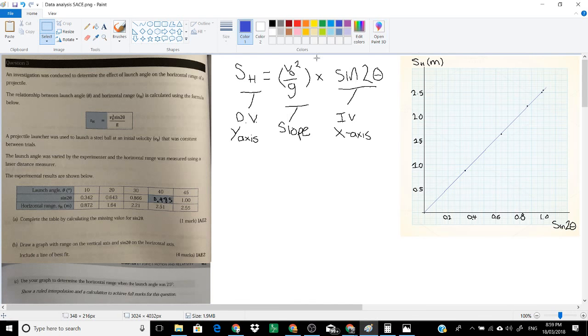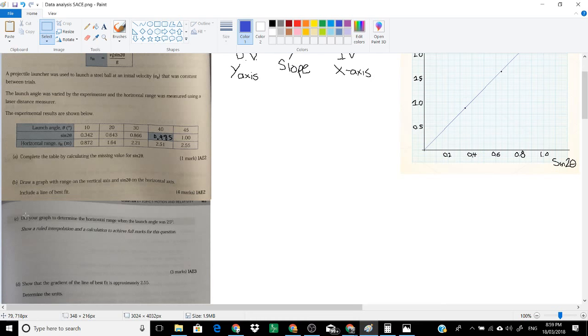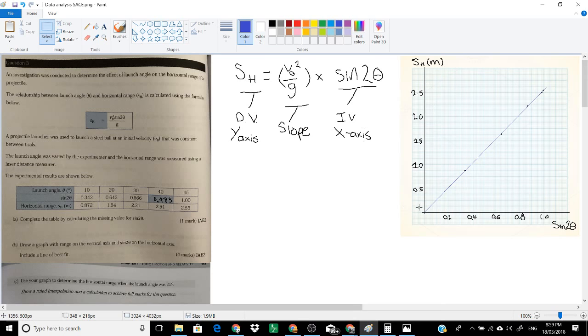All right, the units balance out in here, is what I'm trying to say. Okay, so C, use your graph to determine the horizontal range when the launch angle is 25 degrees. Now I want to find the range, so I want to use the y-axis, and I want to find where on the y-axis I will find the angle of 25. Now, I don't have the angles here. I have the sine 2 of the angle. So let's go work out what that is.